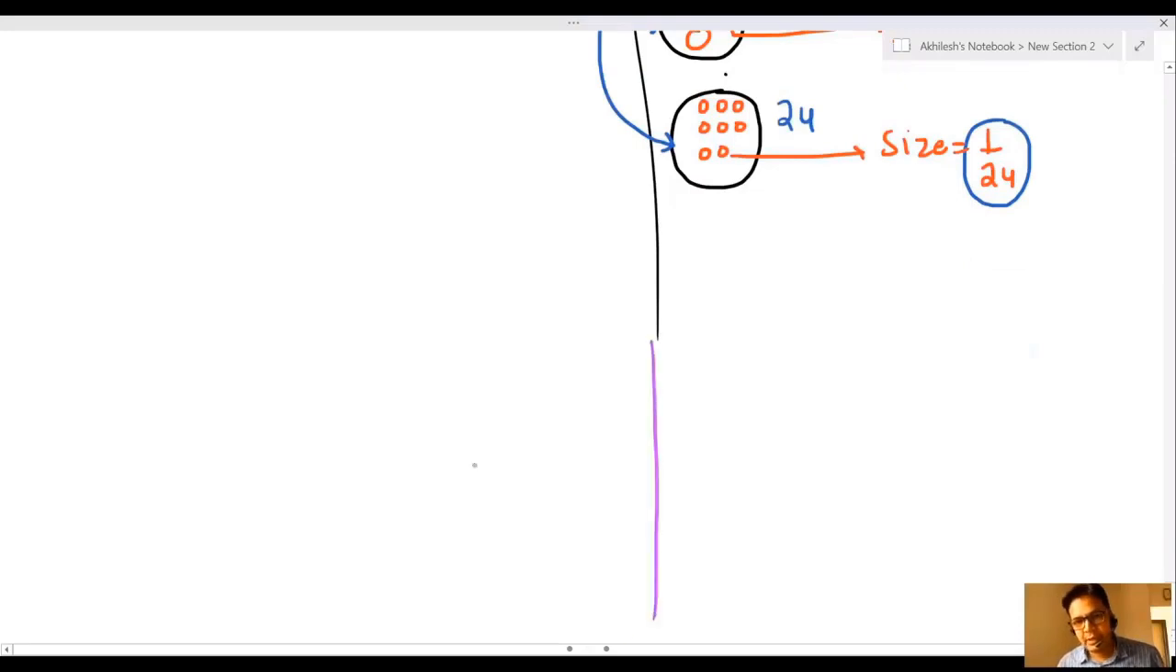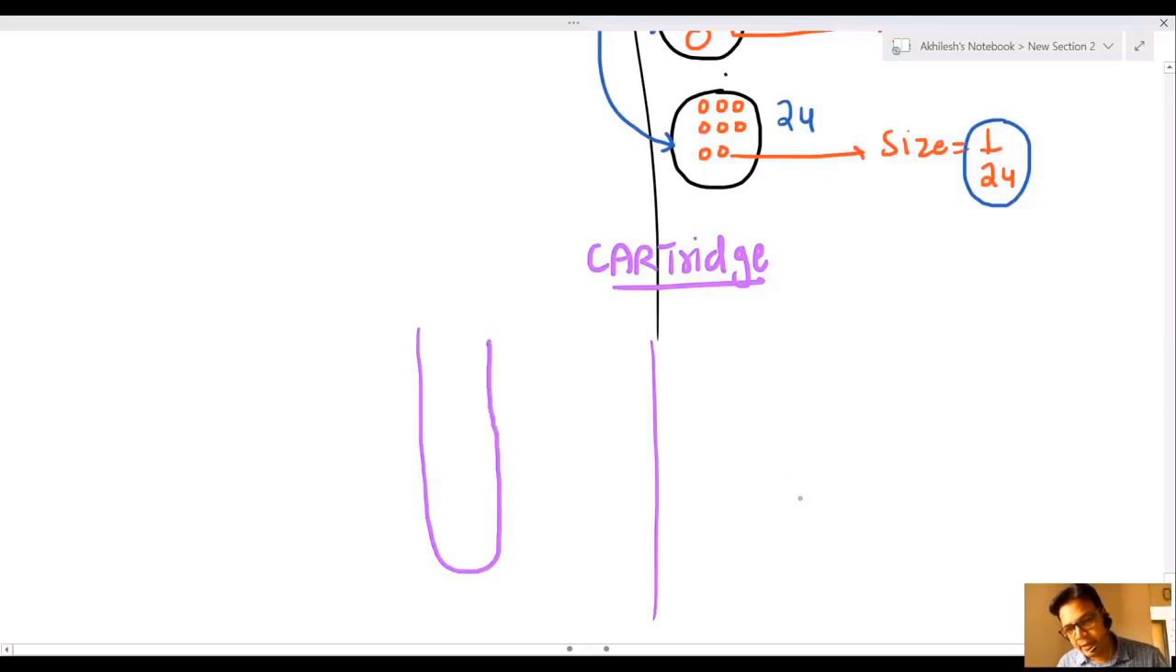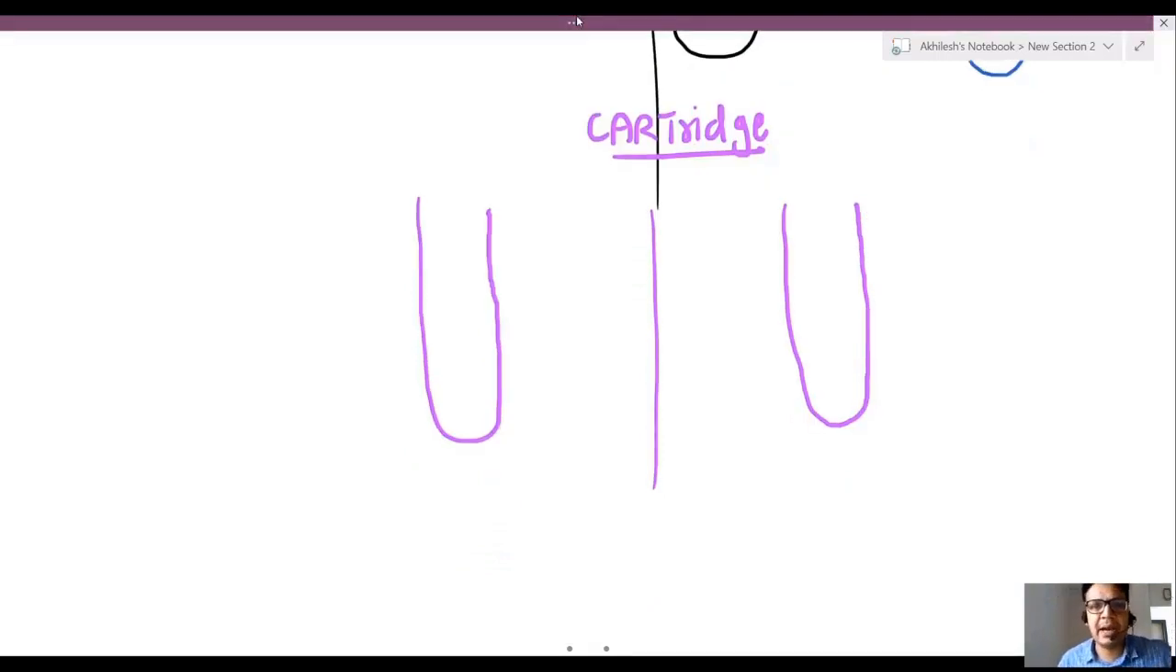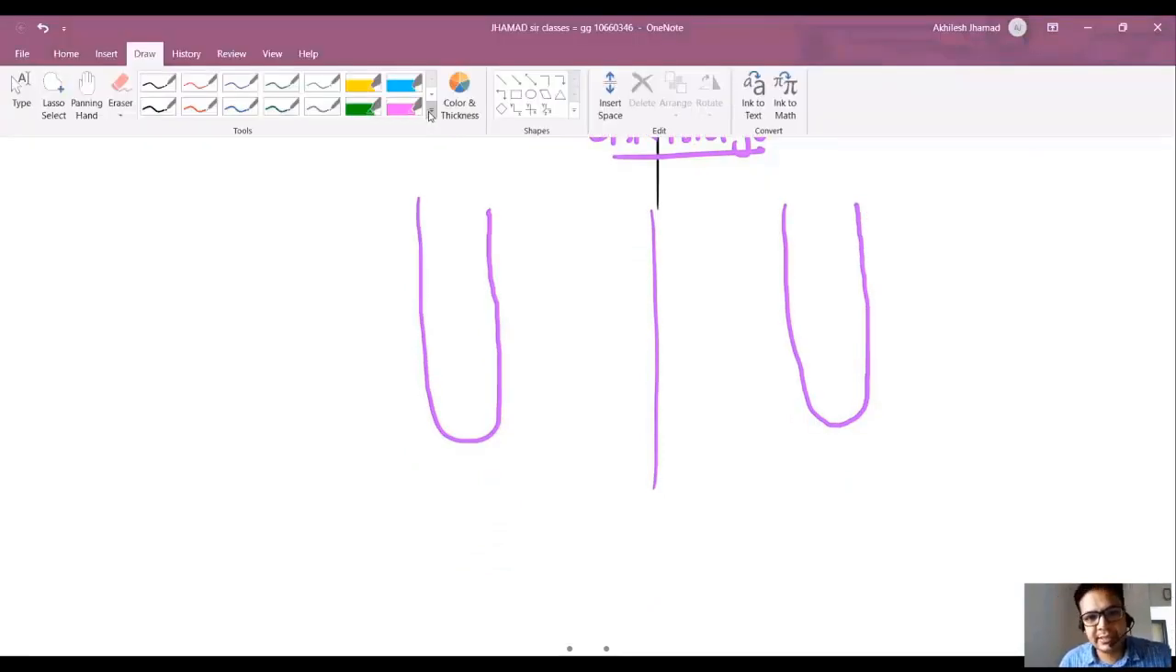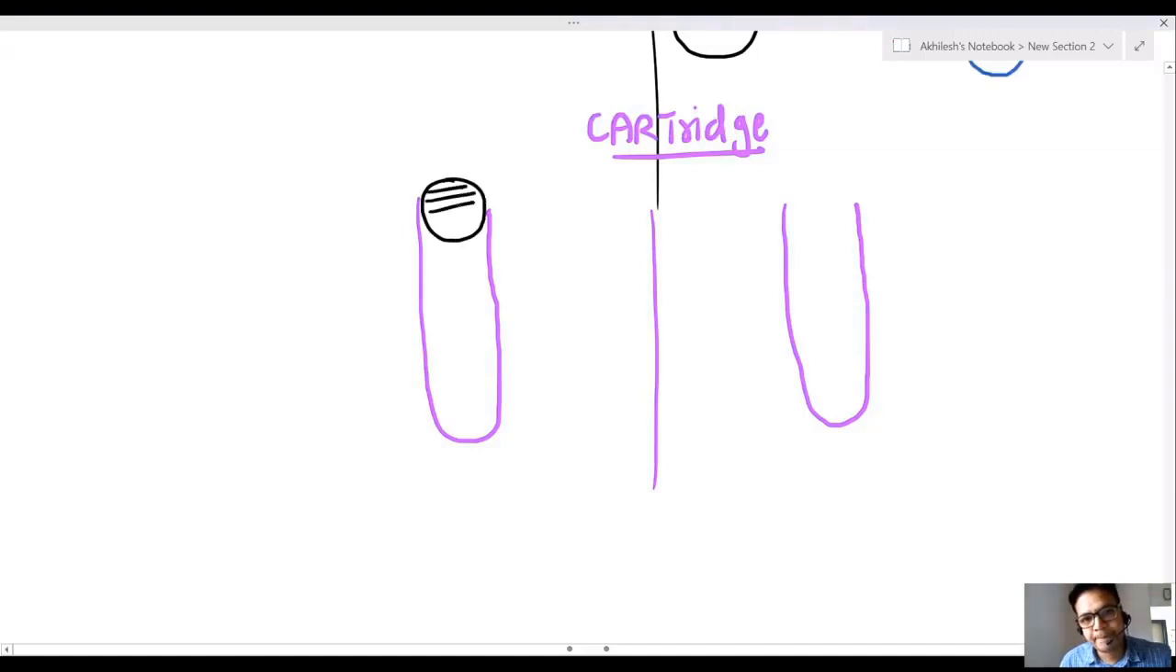Now, sir, these bullet and pellet are present in a cartridge. This is a cartridge of a rifled firearm. This is a cartridge of a smoothbore firearm. In a rifled firearm cartridge, we will have a single bullet. In a smoothbore firearm cartridge, we will have multiple pellets. These are multiple pellets.